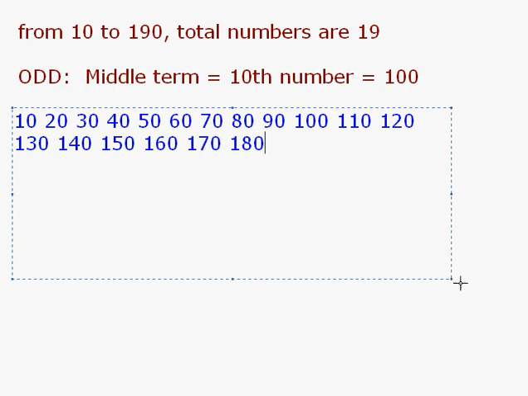So now if you can calculate, there are a total of 19 numbers, right? There are 19 numbers. Now if you see, these are odd numbers, so the middle term will be the 10th, from left as well as from right. 100 will be the middle term. So now 100 will be the average. If you add all these numbers, 10 plus 20 plus 30 plus and so on up to 190, and divide by the number 19, you will get the answer as 100.